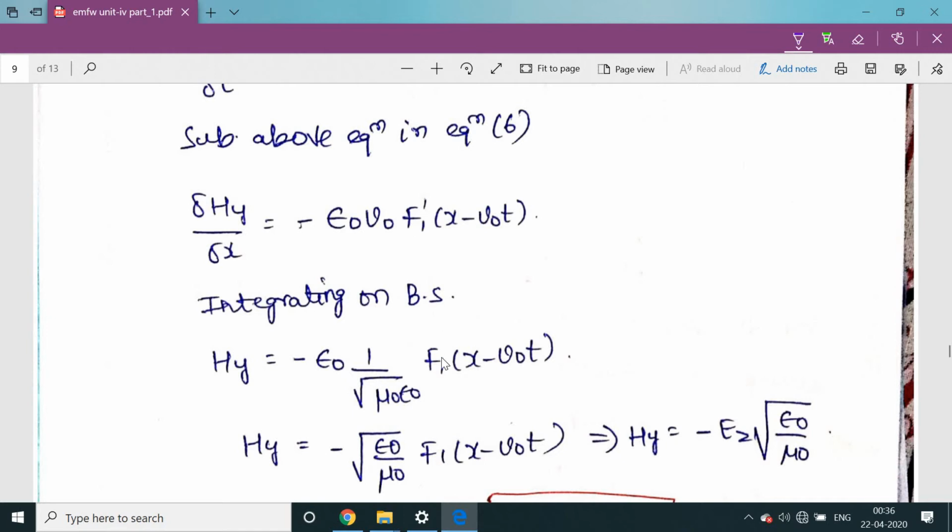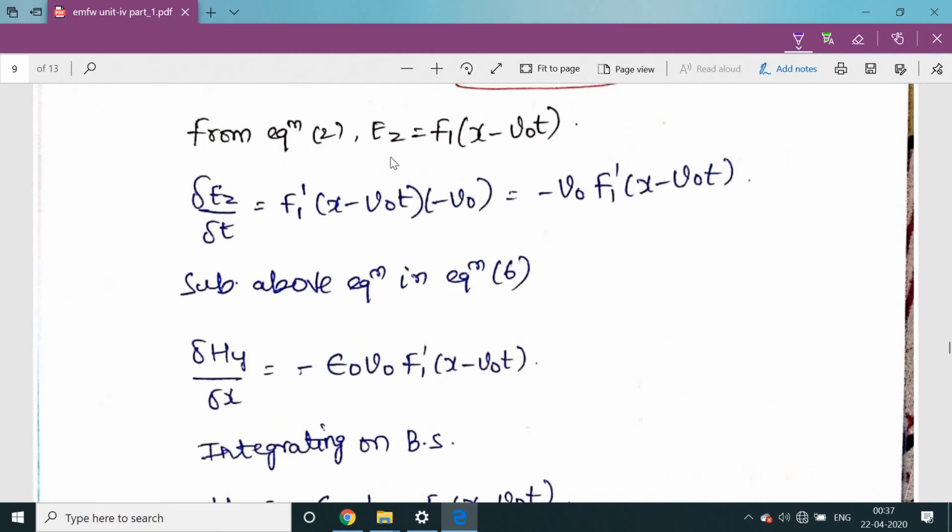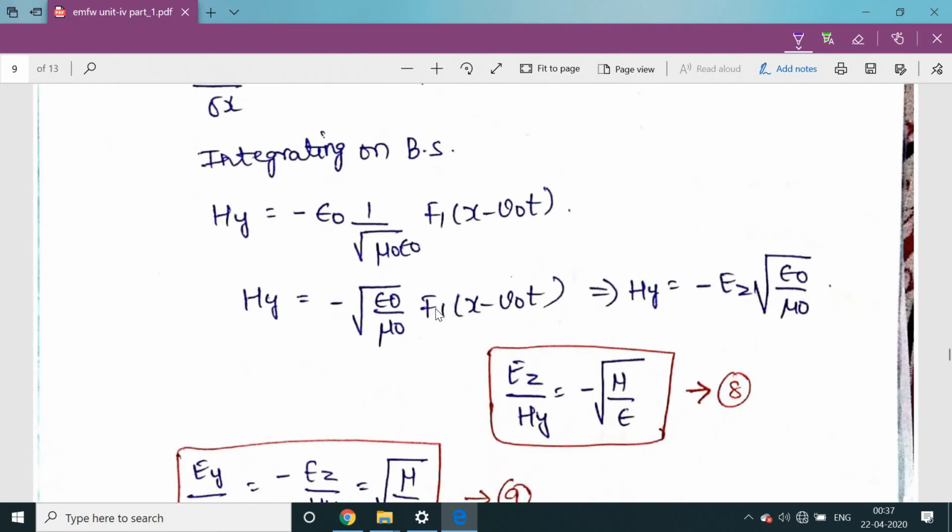F1 dash will become F1, and V naught is 1 by square root of mu naught epsilon naught. So we get minus epsilon naught by mu naught F1 of x minus V naught into t. Here we have considered Ez is F1 of x minus V naught into t. So this is Ez, so minus Ez square root of epsilon naught by mu naught. So Ez by Hy is equal to minus square root of mu by epsilon.